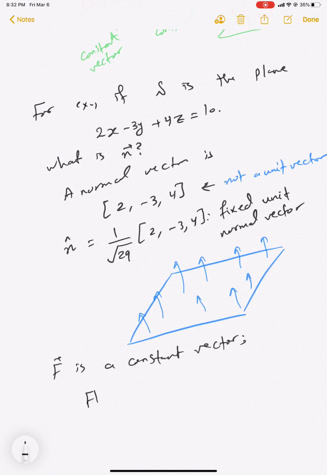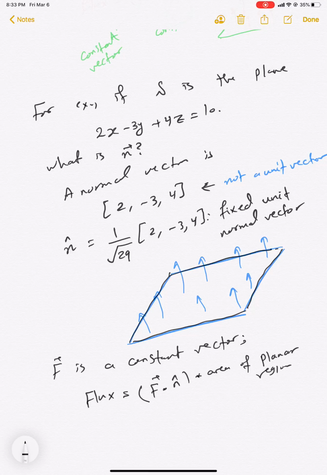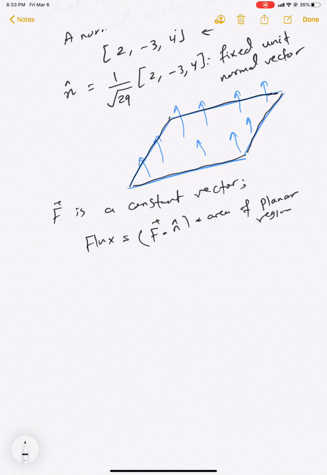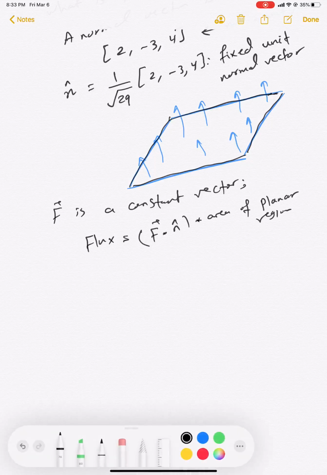then you say, okay, what is the flux? You take your F, dot product the unit normal vector, and times the area of the portion of the plane that you are interested in, the area of the planar region. So for example, you're interested in this part of the plane, you compute the area of this part, and you apply your formula.